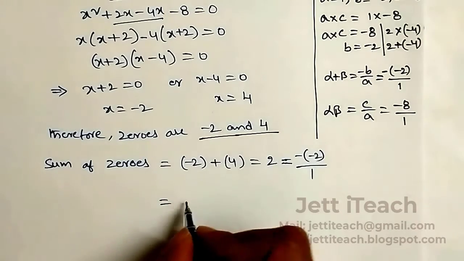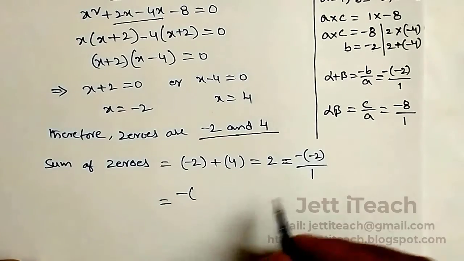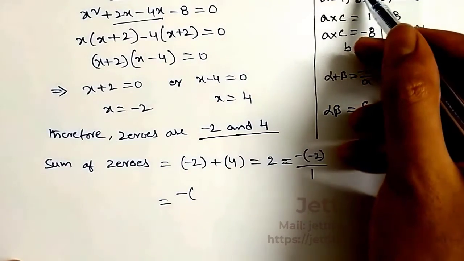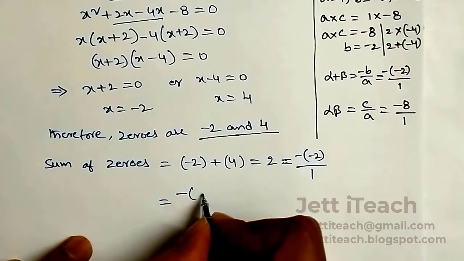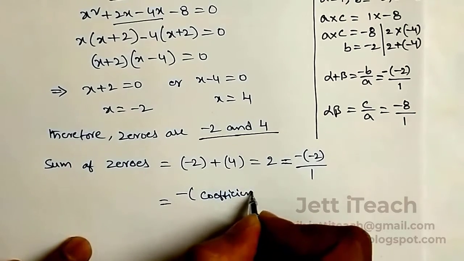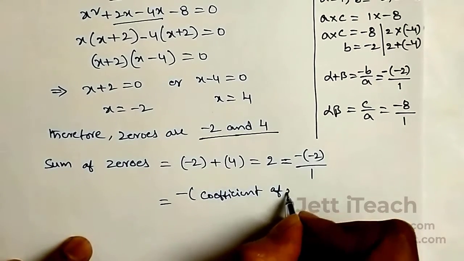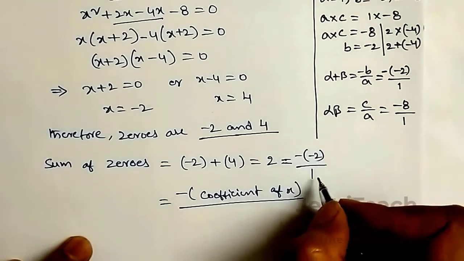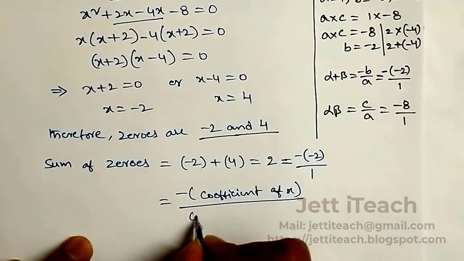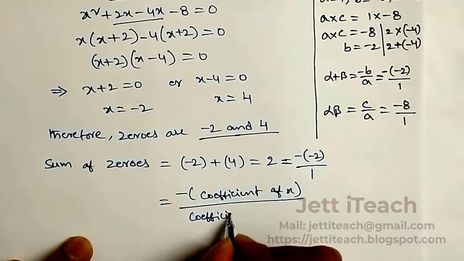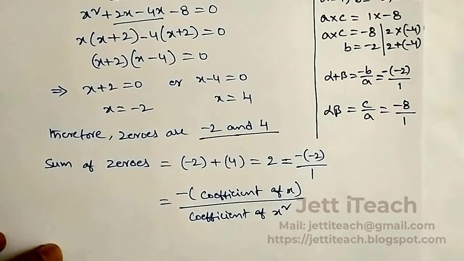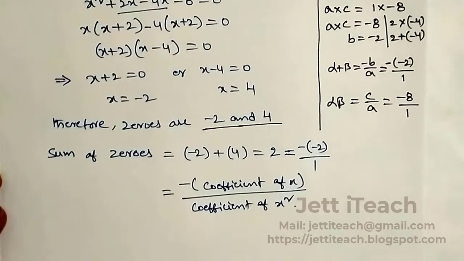What's the minus 2 here? It's a minus 2, it's b, right? What's b? Coefficient of x. I need to write coefficient of x, divided by, what's the 1? 1 means a. a means coefficient of x square.